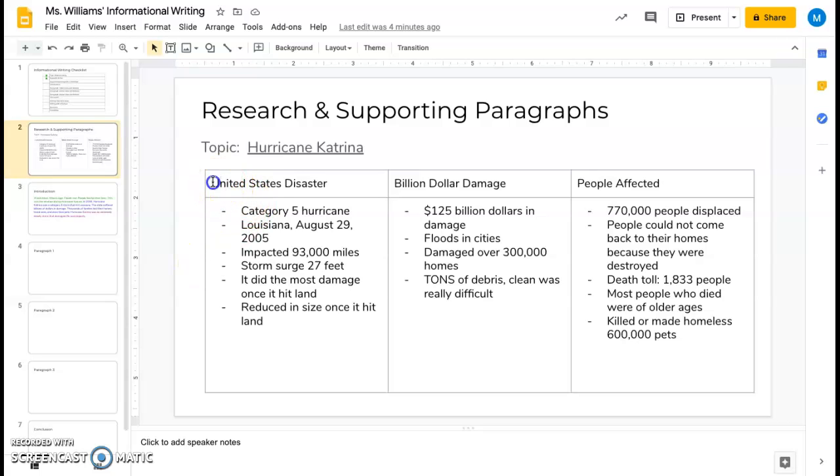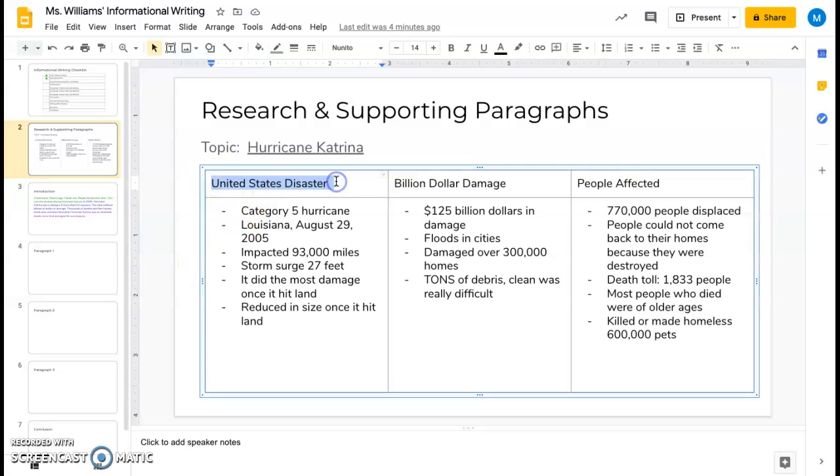And so I decided to call that section United States Disaster because it happened in the United States, and this is where I'm going to be talking about what disaster caused all of the damage that I'll talk about later in my later 2 paragraphs.